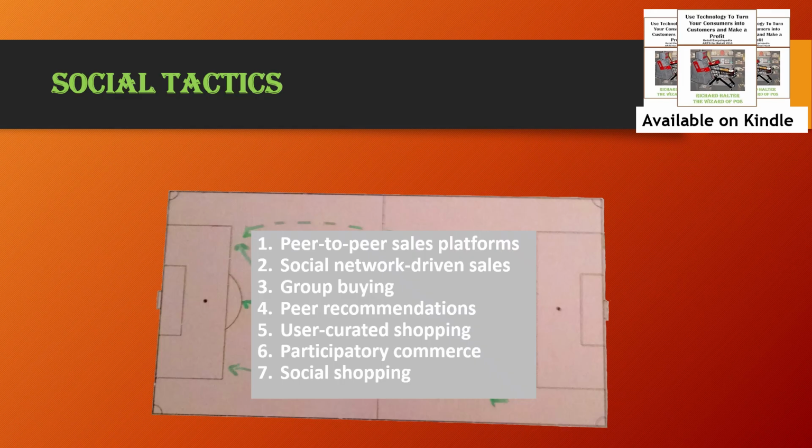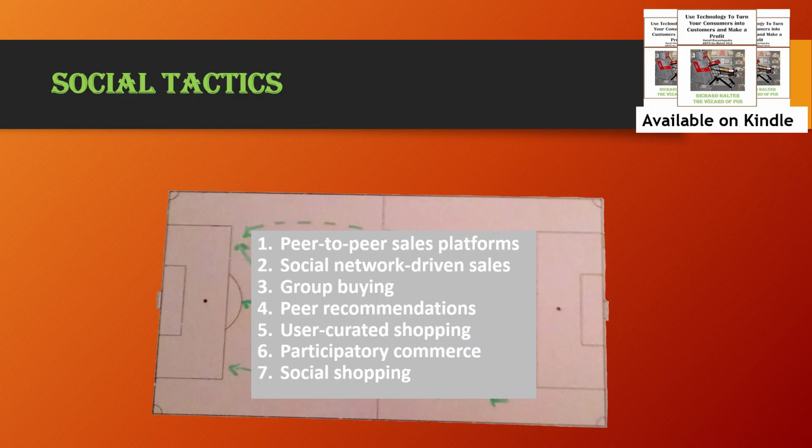The next one is social network-driven sales like Facebook. These are sales driven by referrals from established social networks or take place on the networks themselves. Group buying like Groupon. These are products or services offered at a reduced rate if enough buyers agree to make the purchase. Peer recommendations. These are sites that aggregate product or service reviews, recommend products based on other purchasing history, and or reward individuals for sharing products or purchases with friends through social networks.